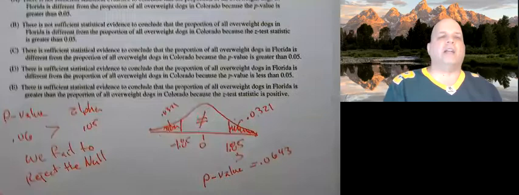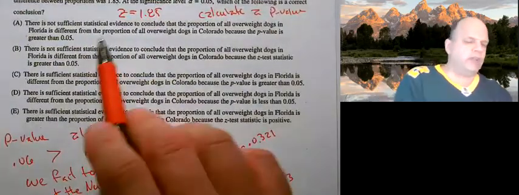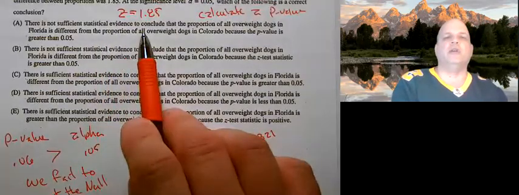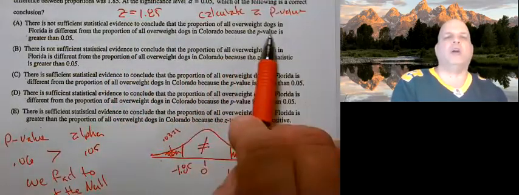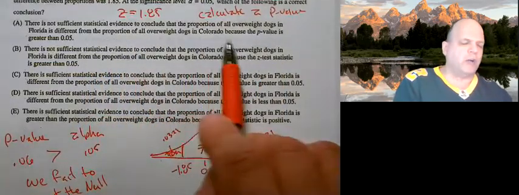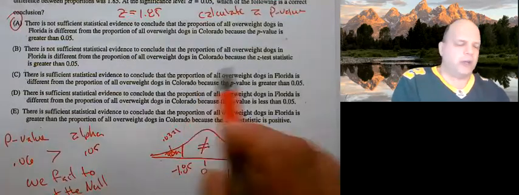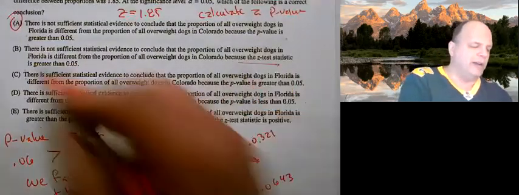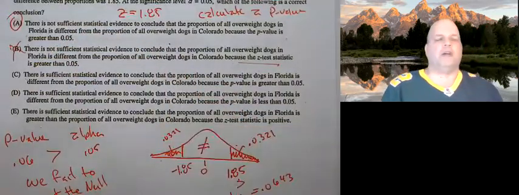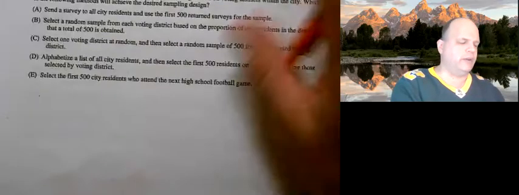That means there's not sufficient evidence. So let's see what we have. There is not sufficient statistical evidence to conclude that the proportion of all overweight dogs in Florida is different from the proportion of all overweight dogs in Colorado because the p-value is greater than 0.05. I like that answer. They are very tricky and they put the Z statistic here, but that's not right. We're supposed to compare p-values to alpha. Okay? All right, so that's 37 is A. Number 38.